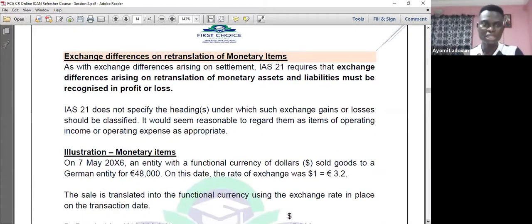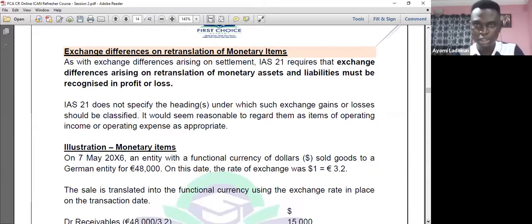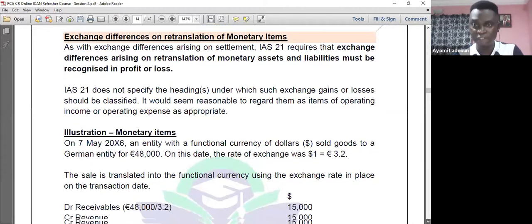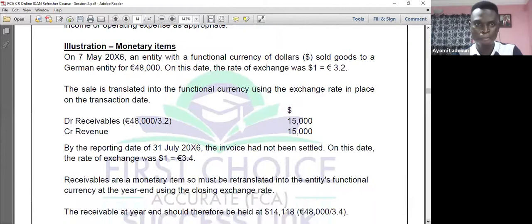Okay. So let's now look at this question on monetary item. I've explained it. So let's just look at this question. The same question, I remember you understand we got this $15.